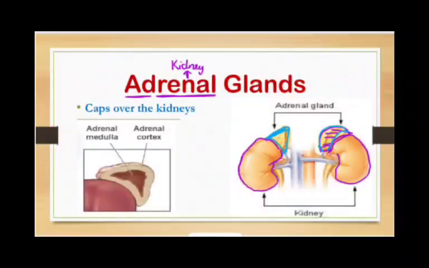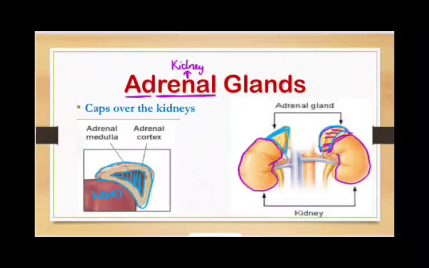So what are the parts of this adrenal gland? Look at this picture out here. This is the adrenal gland, and this is the kidney. Attached to it is the adrenal gland. It has an inner portion, and this part is the adrenal medulla. It is different from the medulla oblongata in the brain.